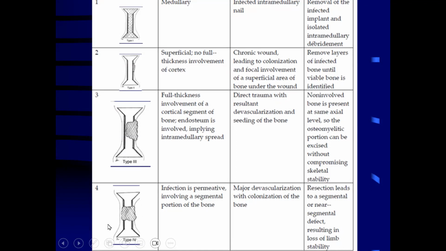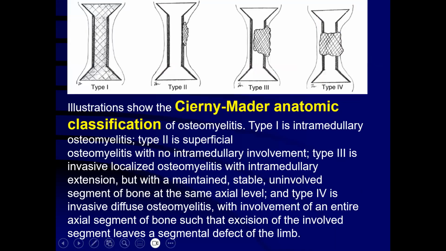And this is an unstable septic osteomyelitis of a long shaft of bone. It is of a permeative nature. And this is known as the Cierny-Mader anatomic classification of osteomyelitis.